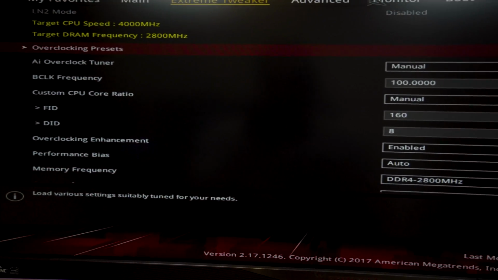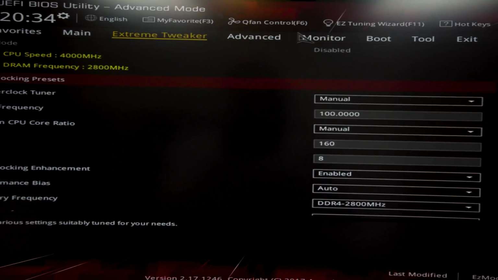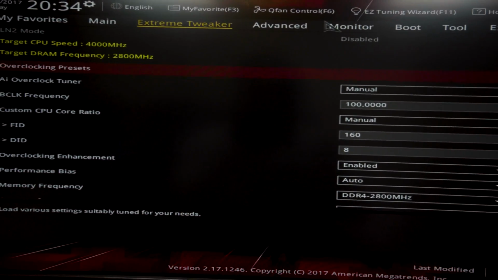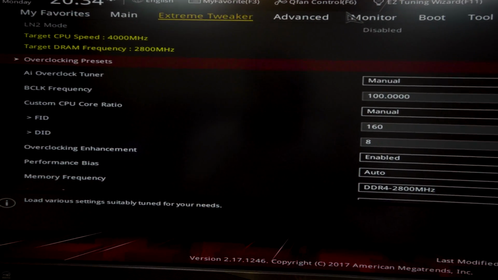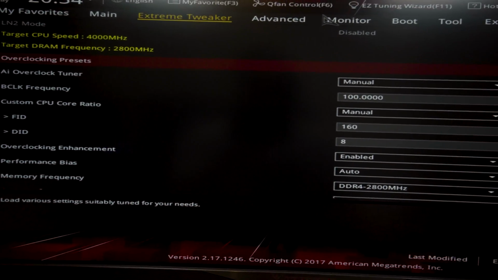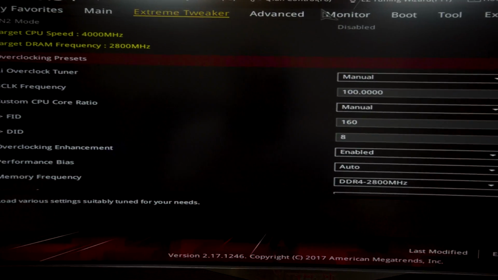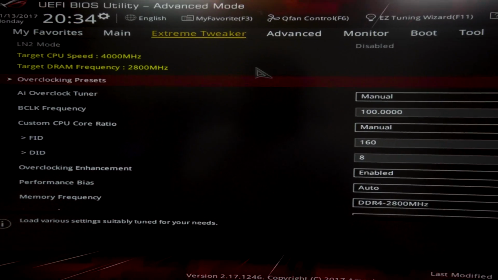So little by little, and you want to reach the lowest possible voltage on your CPU that is stable for the overclock that you're trying to reach. That will maximize the lifespan of the CPU, and it will make sure that you're not pumping more heat out than your cooling solution is able to cope with.